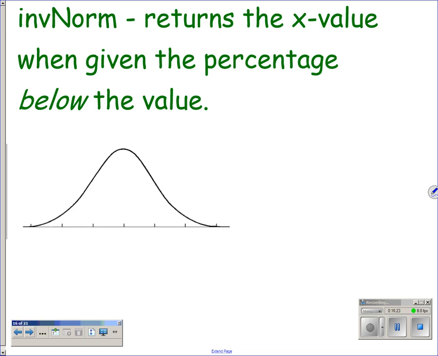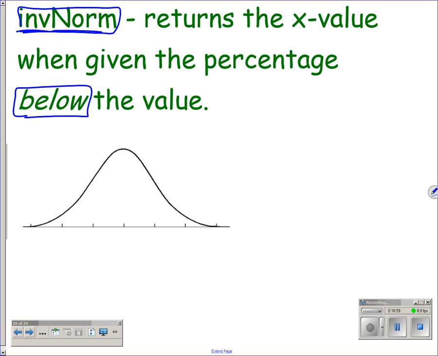What if it's the other way around? What if I'm giving you the percent, but I'm asking for the corresponding value? Well, we need to work backwards, or we need to do the inverse of the normal CDF. In our calculator, we have an operation for that. It is InvNorm, which stands for inverse of the normal CDF. It's the same menu as before, but you go one below it. You'll see an option that says inverse norm. It returns the x value when given the percentage below the value.